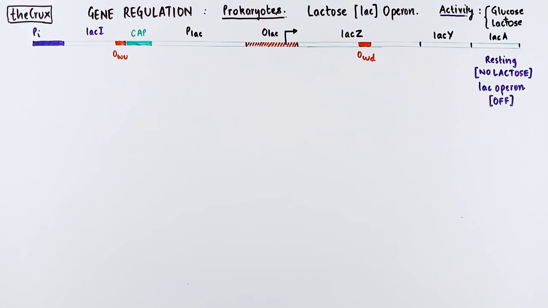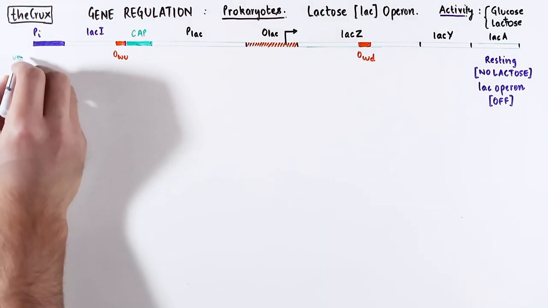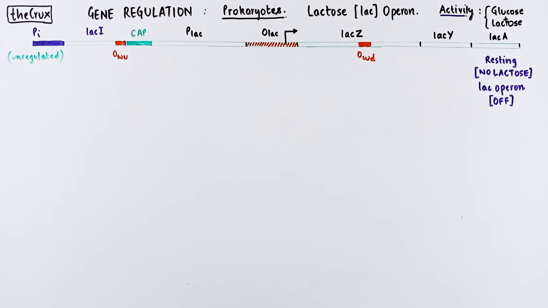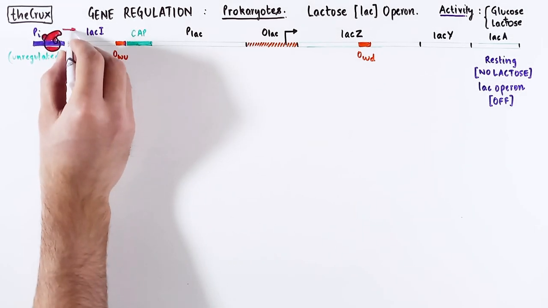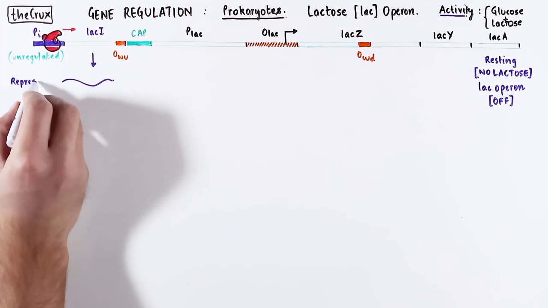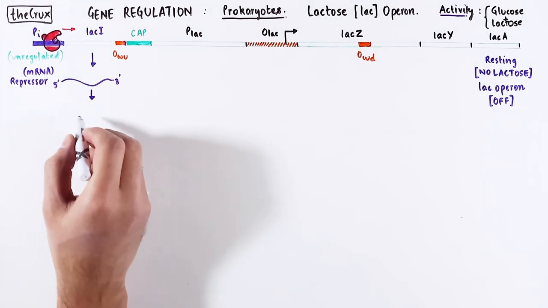All right, so we have already said that in this operon, the promoter of the repressor is not regulated, which means that the RNA polymerase is free to bind to this promoter and start transcription, and this will make the repressor mRNA that gets translated into a monomeric protein.